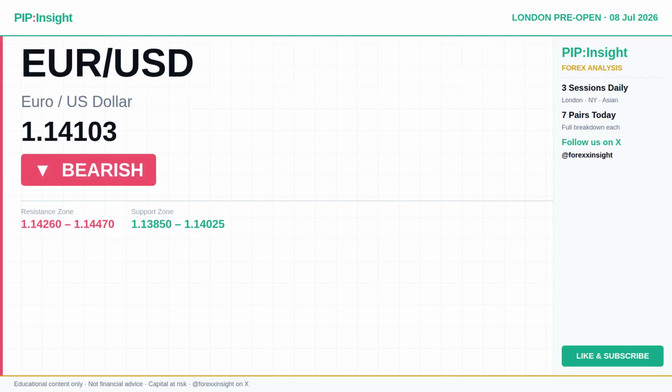Euro dollar. The chart is showing bearish structure on this session. The 4-hour trend is to the downside and the 1-hour is also pointing lower. Resistance is marked between 1.1426 and 1.1447. Support is marked between 1.1385 and 1.1025. Here is the full chart breakdown.